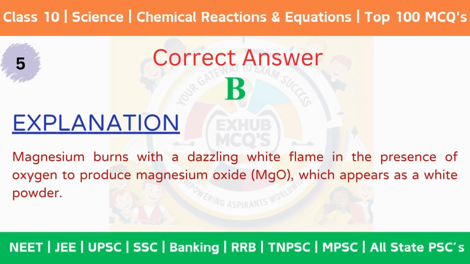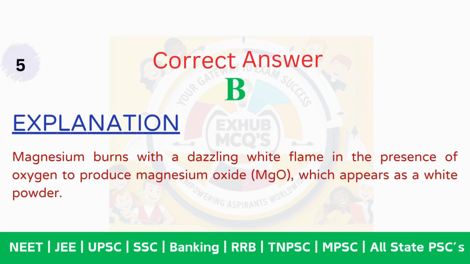The correct answer, option B, forms a white powder. Explanation. Magnesium burns with a brilliant white flame in the presence of oxygen to produce magnesium oxide, a white powder.